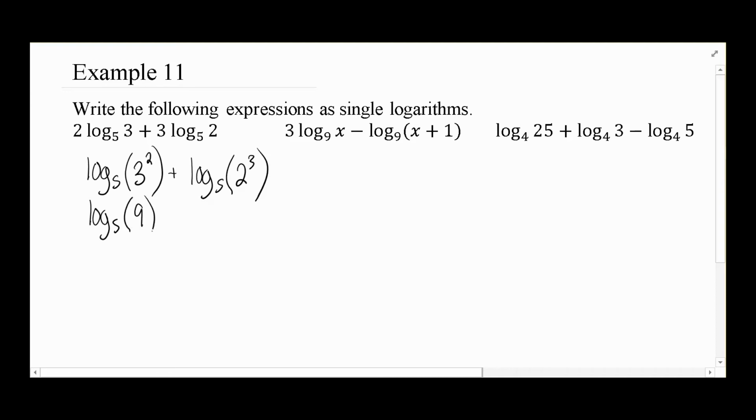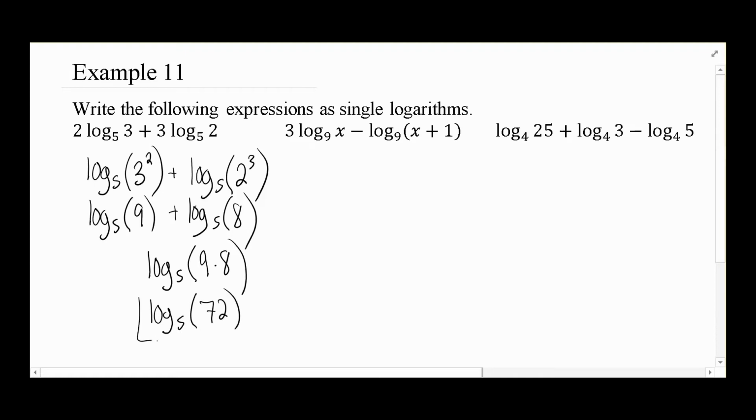3 squared is 9, 2 cubed is 8. Now I can use that rule that says when I'm adding two logarithms together, I can write a single logarithm by multiplying their arguments. 9 times 8 is 72.